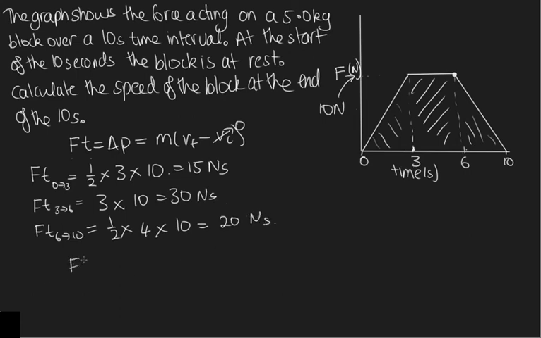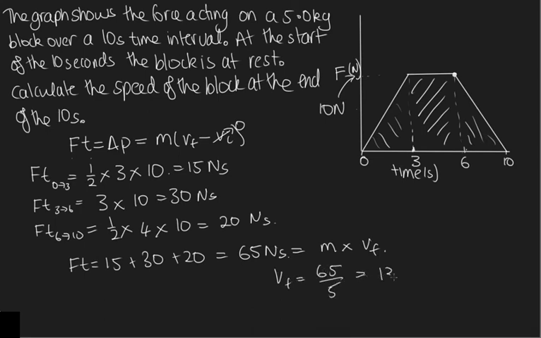So this tells us that the force times time is equal to 15 plus 30 plus 20. So that is equal to 65 newton seconds. And that is equal to the mass times the final velocity. And so the final velocity is equal to 65 over 5, which is equal to 13 meters per second.